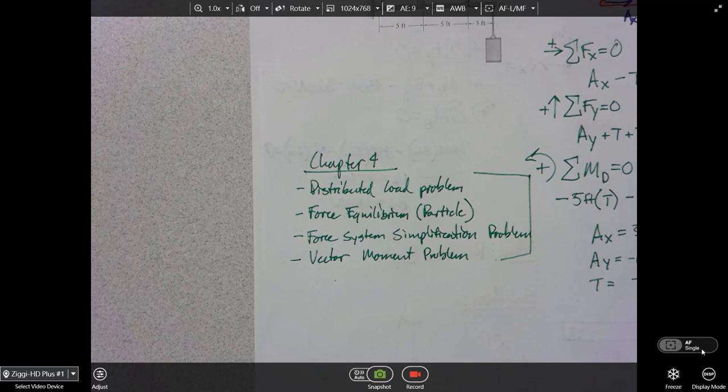There will be a force equilibrium problem. Now this would have to be a particle, right? Okay, and it may be 2D or 3D. There will be a force system simplification. And I'll tell you, there will be a vector moment problem.